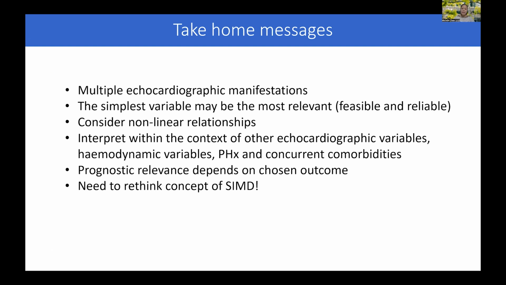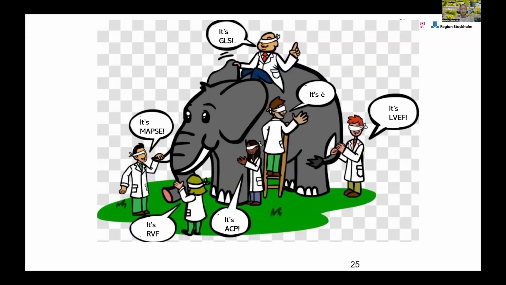And importantly, and this is what we do clinically, we need to interpret our echocardiographic variables within the context of the patient's previous and concurrent comorbidities and hemodynamic variables and even ventilatory parameters. So the prognostic relevance of individual echo parameters depends also on the chosen outcome. And I really think that we need to rethink the concept of sepsis-induced myocardial dysfunction. And until we take all of those considerations into account, we will forever be the blind man and the elephant, because everybody thinks that they are right, but in fact, nobody has the whole picture.